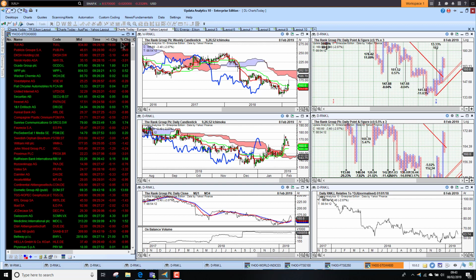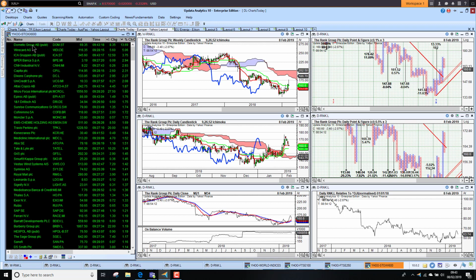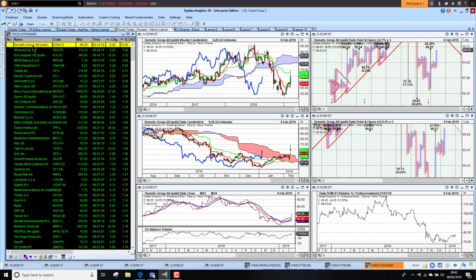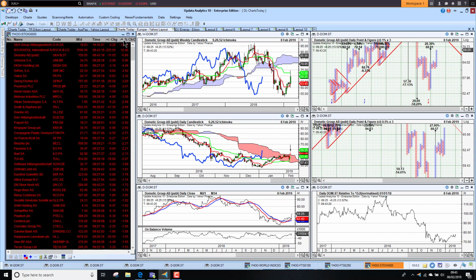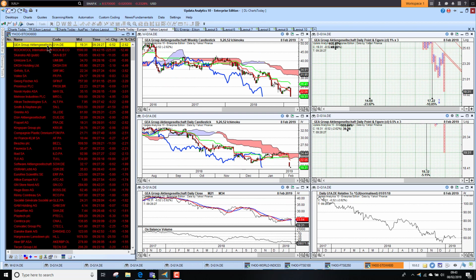Taking a look at the Euro Stoxx 600, again just ranking by performance. Dometic Group in Stockholm looking pretty strong this morning, up 13.5%. Not quite yet bullish on the cloud, but looks like a potential turnaround situation. And on the other side of the coin, we've got GEA Group in Germany struggling and heading lower to new lows there. So we are still seeing stocks capable of making new multi-year lows. So it's not all recovery.